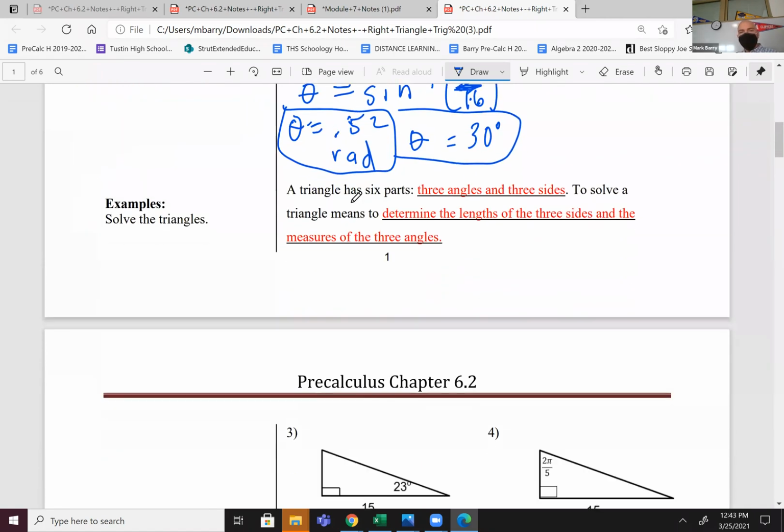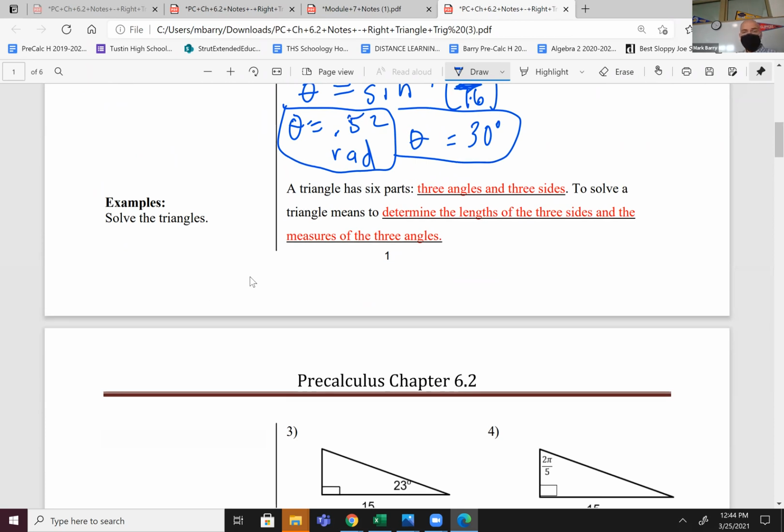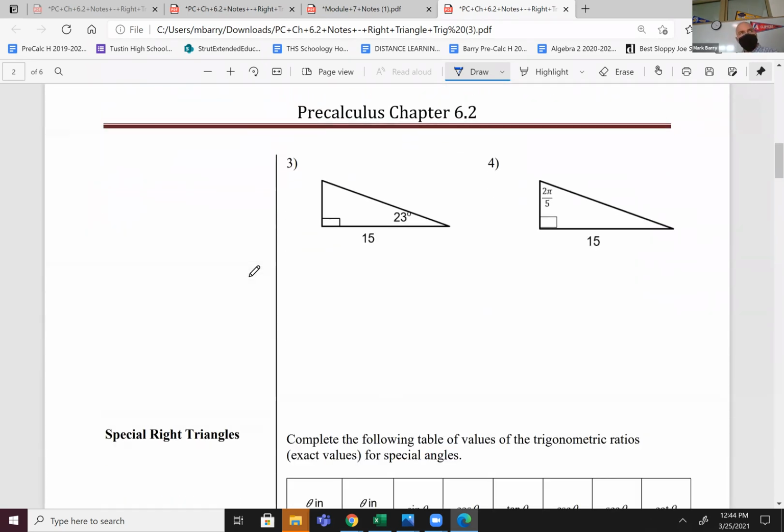All right, next thing we're gonna do is solve triangles. So a triangle has 6 parts, 3 angles and 3 sides. To solve a triangle means to determine the lengths of the 3 sides and the measures of the 3 angles. So we're gonna do that a couple times here on numbers 3 and 4.